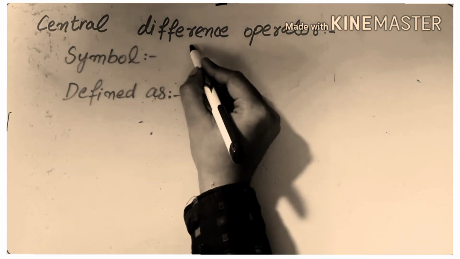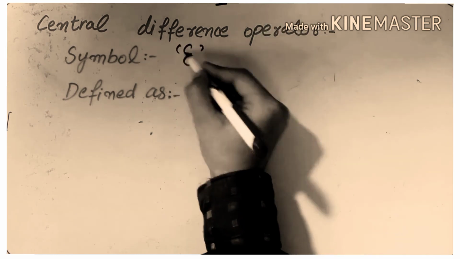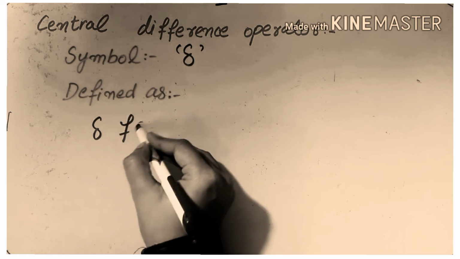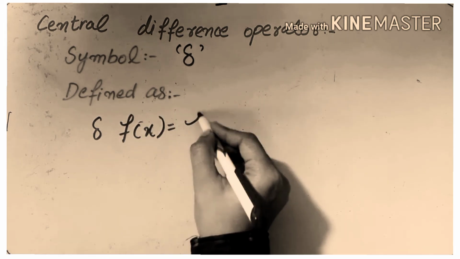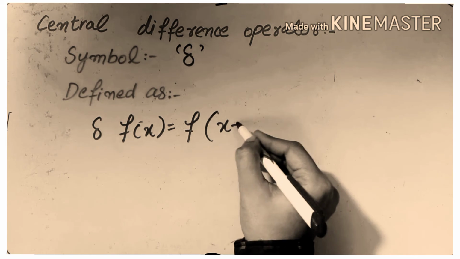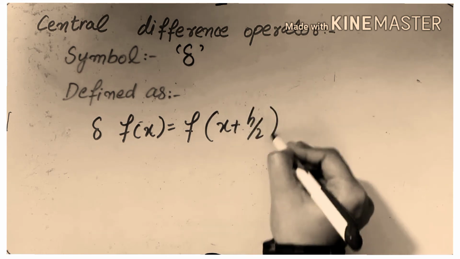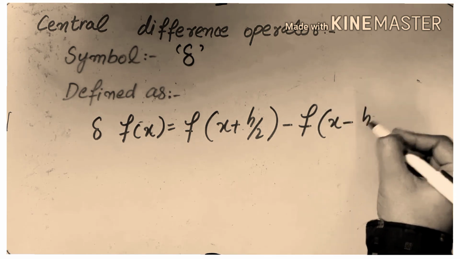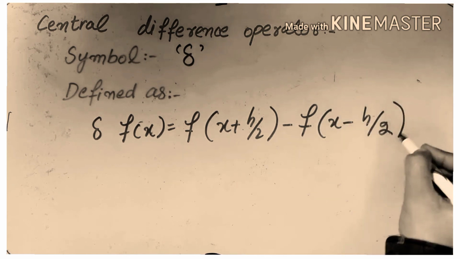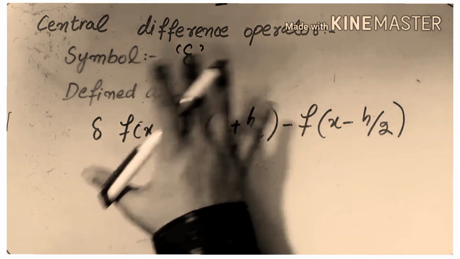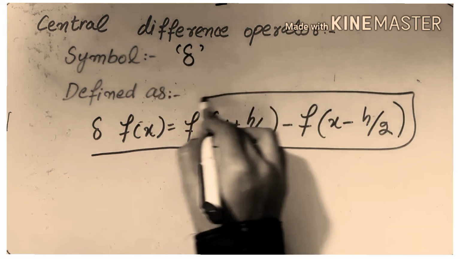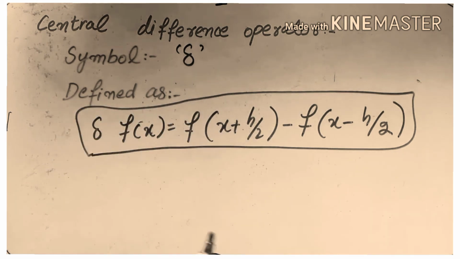And the next difference operator is the central difference operator. Its symbol is delta, and it is defined as follows: the central difference of f of x is f of x plus h by 2 minus f of x minus h by 2. You only have to remember this formula because this is very important. We will use it in other proofs.